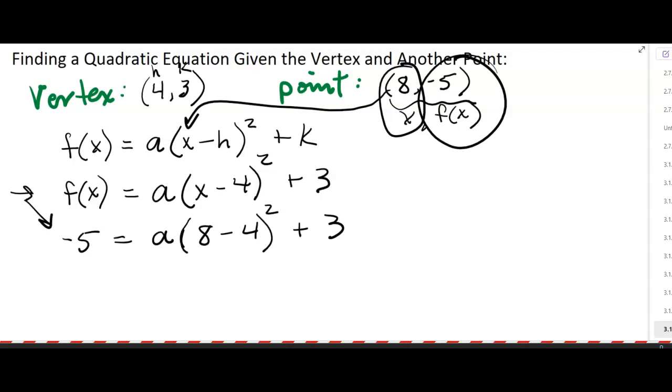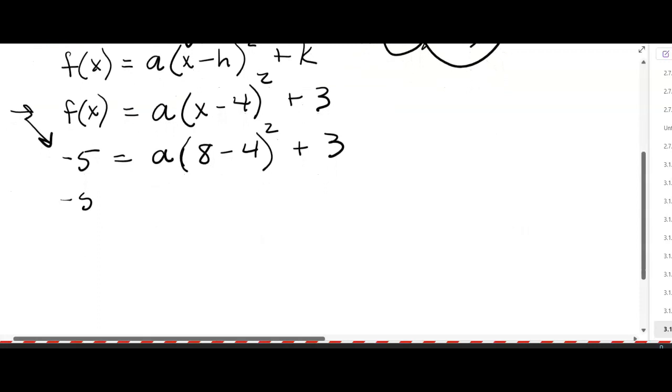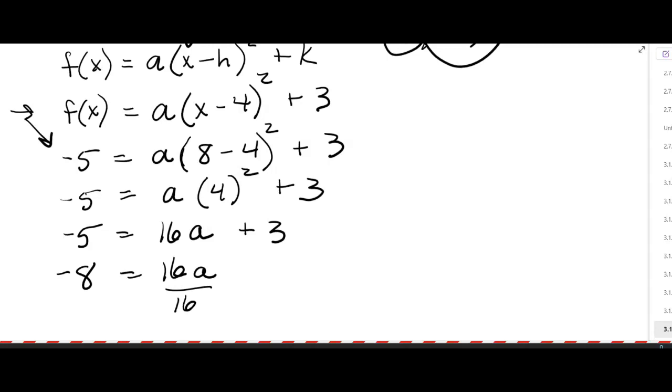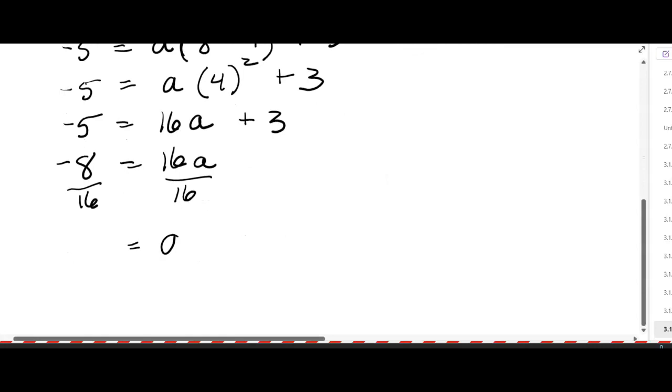Okay, now don't make this any harder than it has to be. So we're going to go ahead and do the math. This is a times 4 squared plus 3. -5 equals, okay, 4 squared is 16, so that's 16a plus 3. Subtract the 3. That gives you -8 equals 16a. Divide by 16. Divide by 16. And so it turns out in this case, a is equal to -1/2.